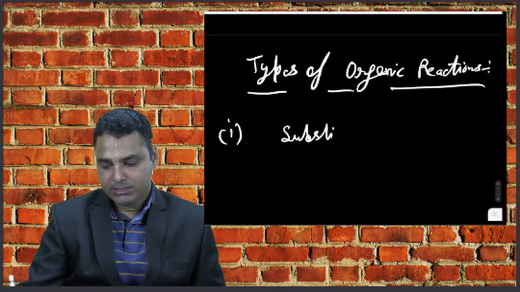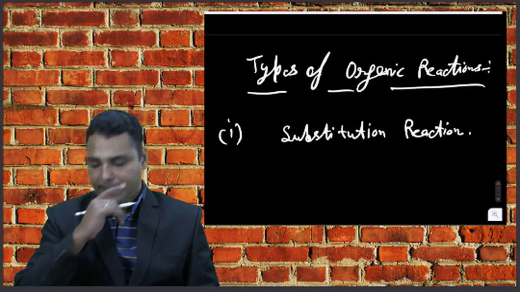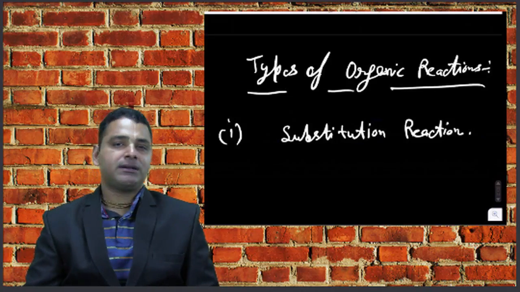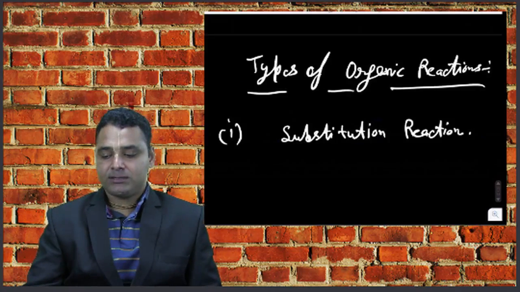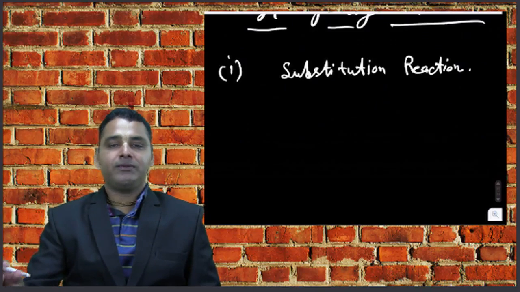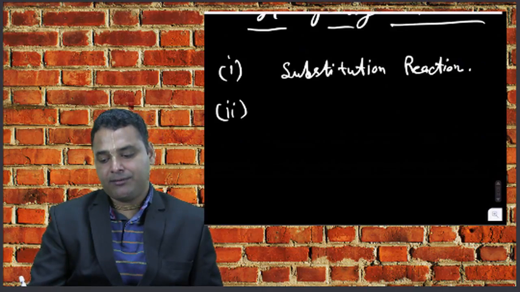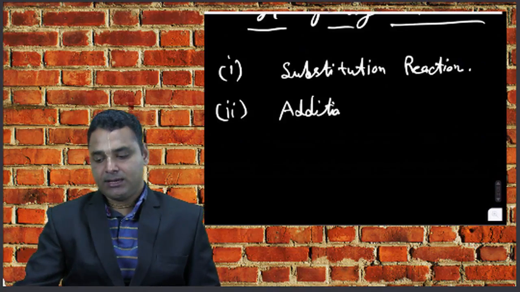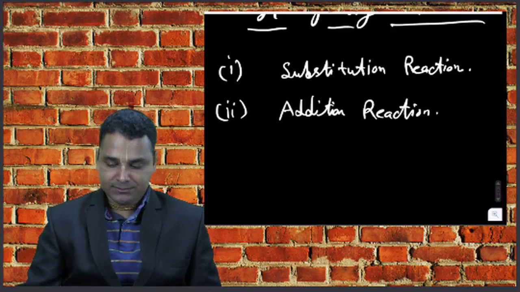Substitution is nothing but when one group is getting substituted by another group. Right now we will not see the examples and other things, just a general introduction to this concept. So a substitution reaction is the substituting of one group with another group. Now the second is addition reaction. When we are adding something and it is getting attached, then it is called an addition reaction.